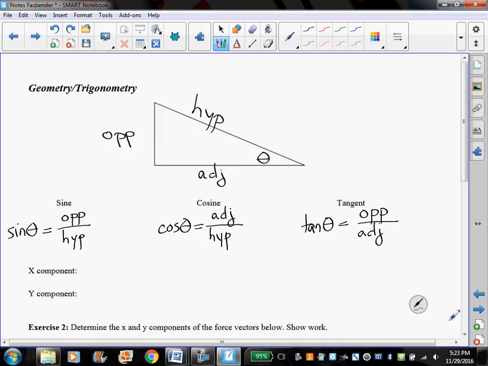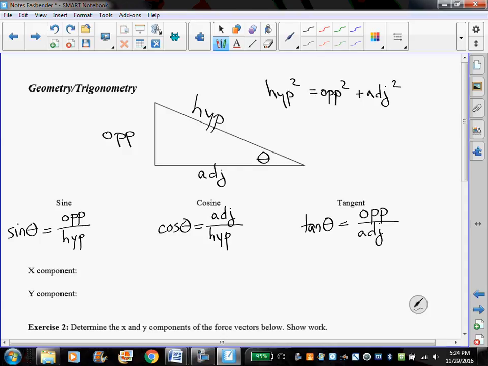Now we will be using these 3 trigonometric functions as well as their inverses for the rest of this class, first semester and second semester. The other thing that we will be using all the time is the Pythagorean Theorem. So remember that the hypotenuse squared is equal to the opposite side squared plus the adjacent side squared. That one is always a handy one to have in our tool belt as well.